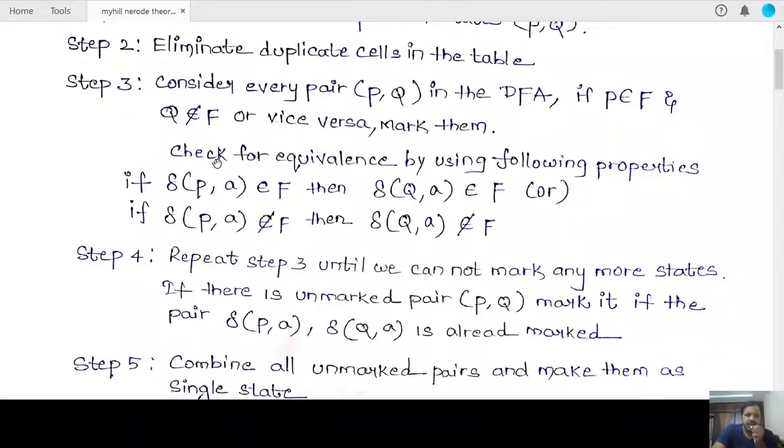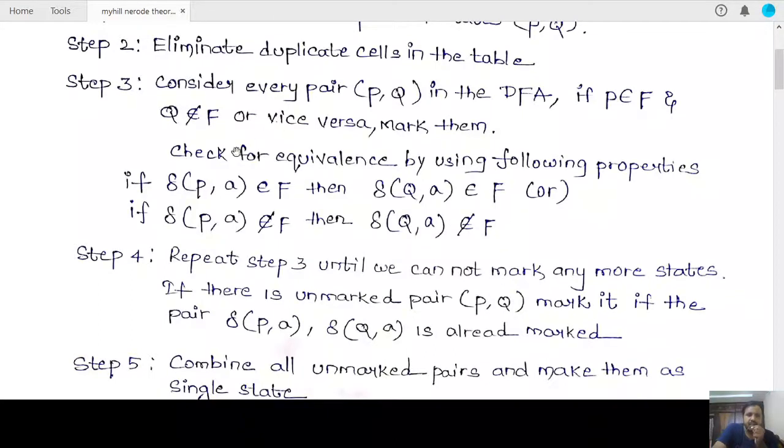Next, we have to check for equivalence, that is, whether the two states p and q are equivalent or not, by using two properties which you already know. If processing input a from p gives a final state, then it implies that processing input a from q also gives a final state. Another one is that if the transition from p on a does not give a final state, then the transition from q on a also does not give a final state.